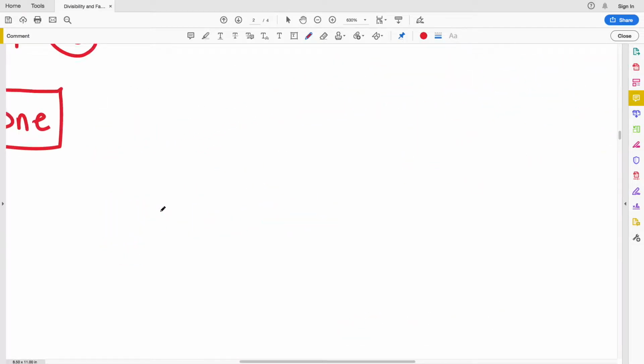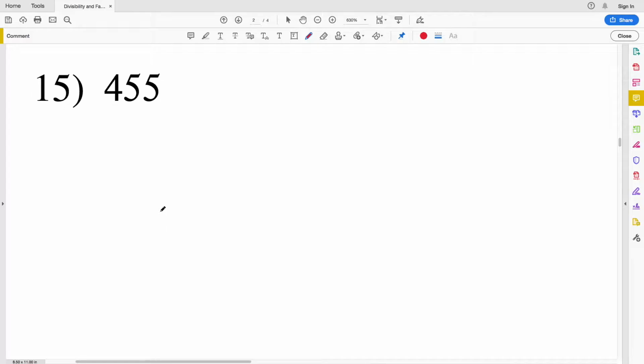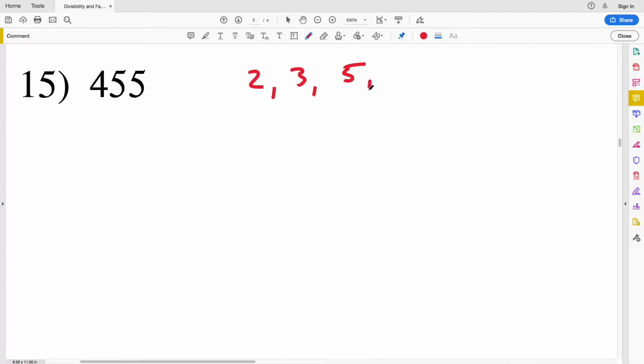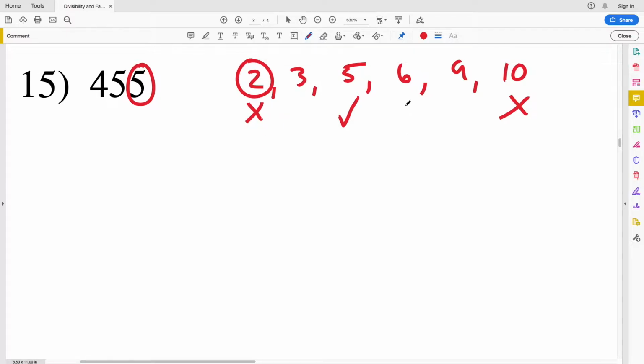Now on to number 15. In 15, we have 455. It doesn't end in 0, so it's not divisible by 10. It ends in 5, so it's divisible by 5. It doesn't end in an even number, 0, 2, 4, 6, or 8, so it's not divisible by 2. And if it's not divisible by 2, it's not divisible by 6.